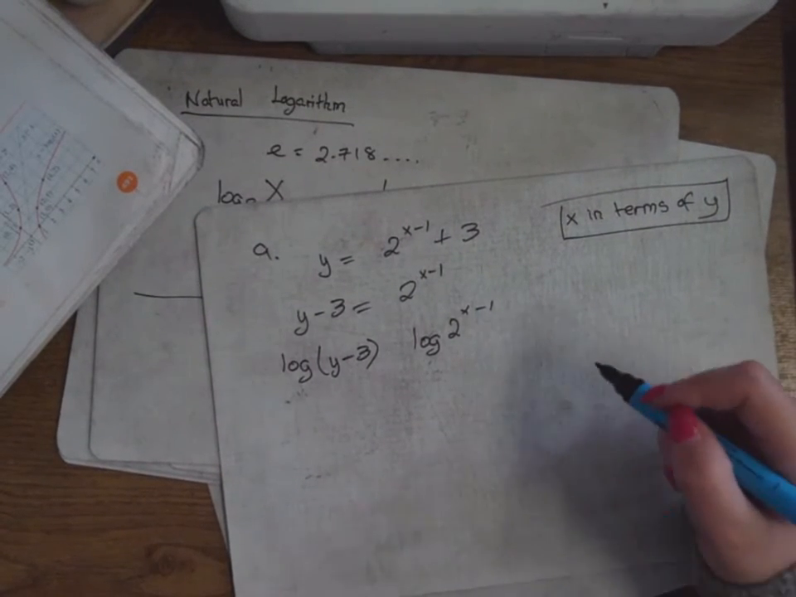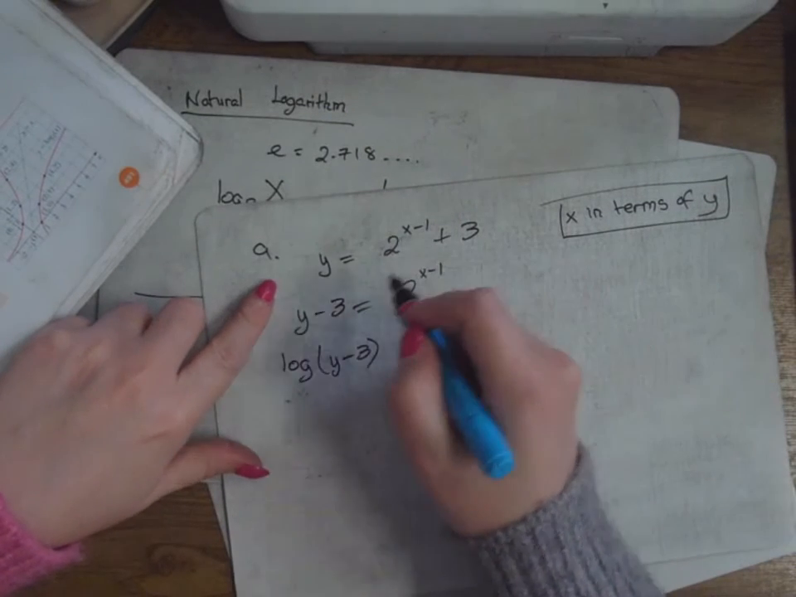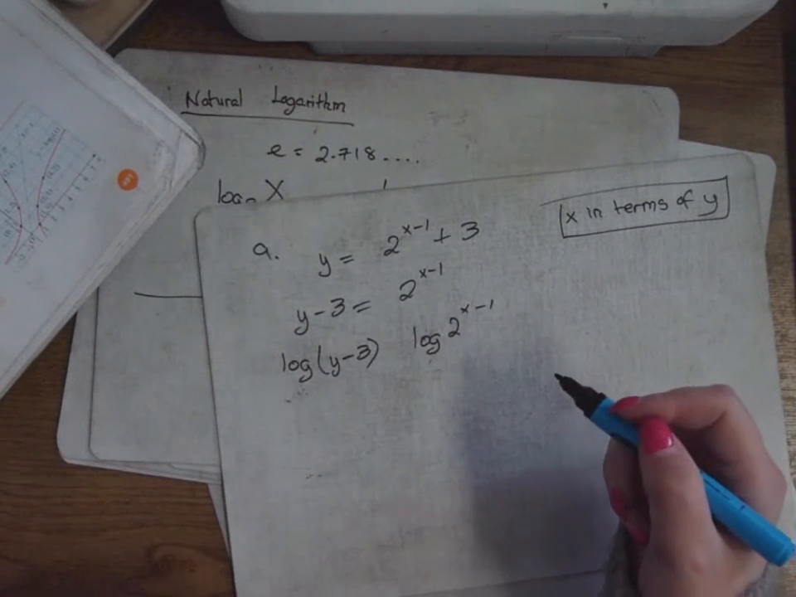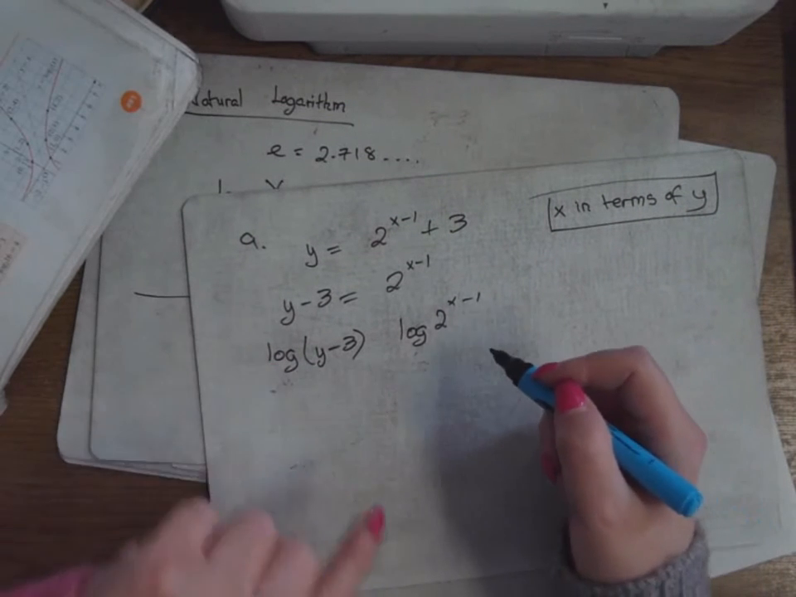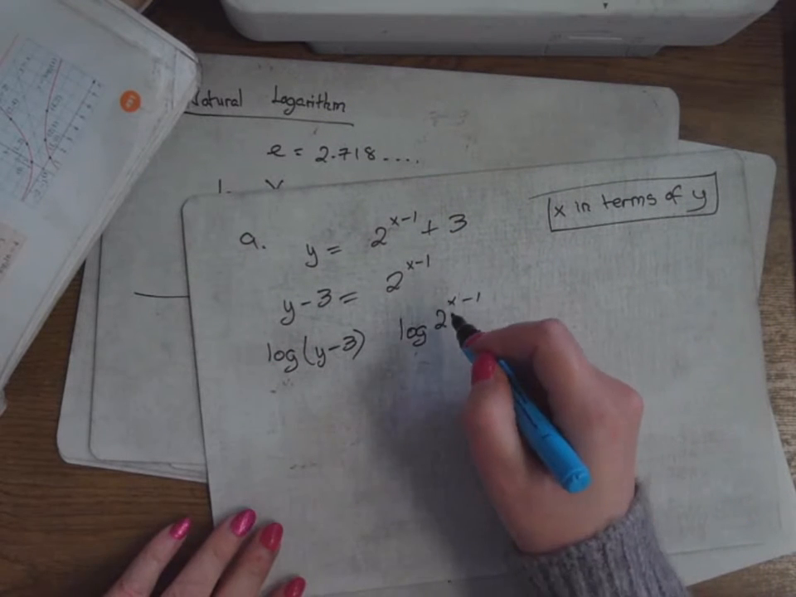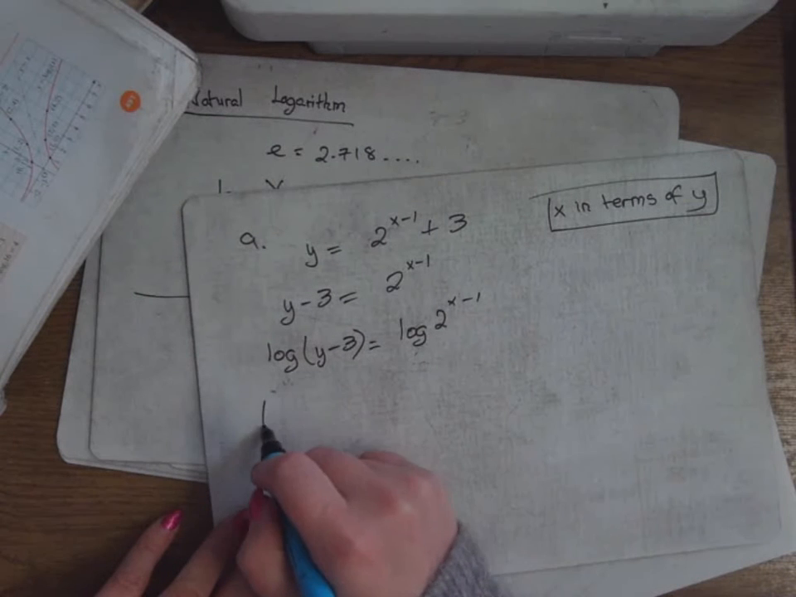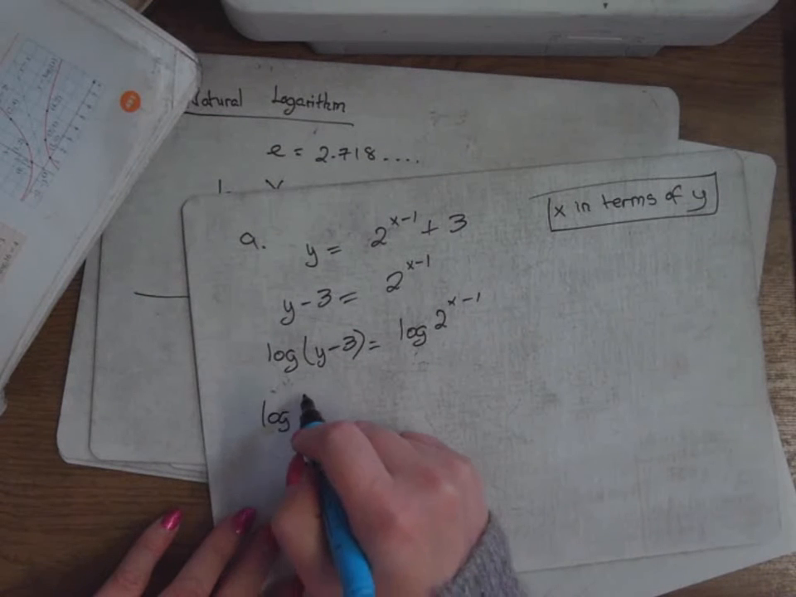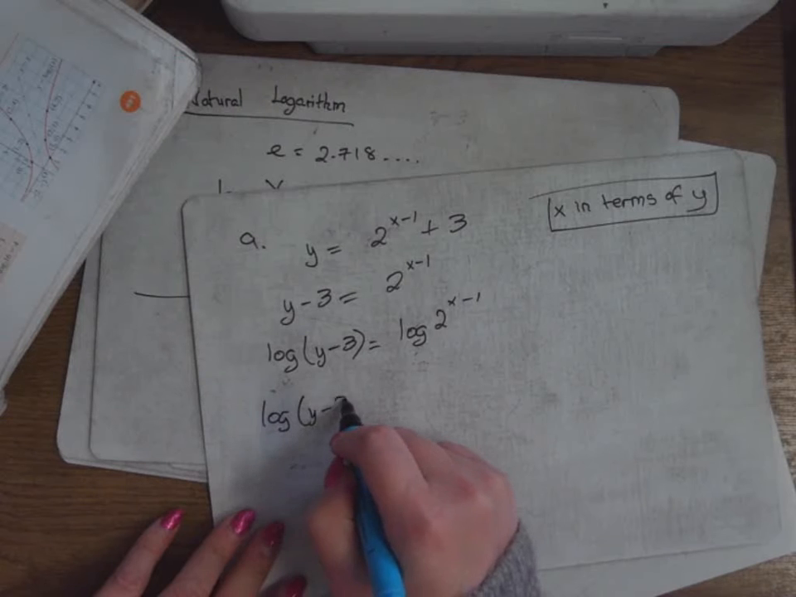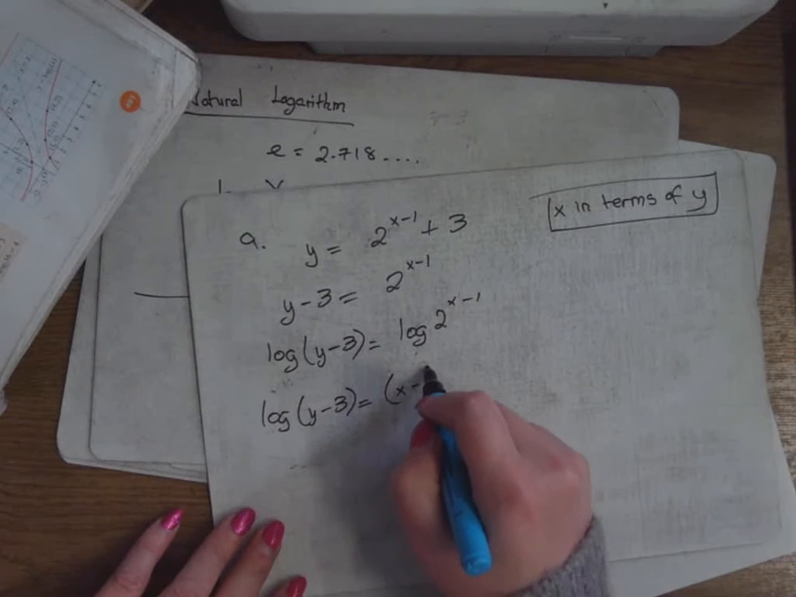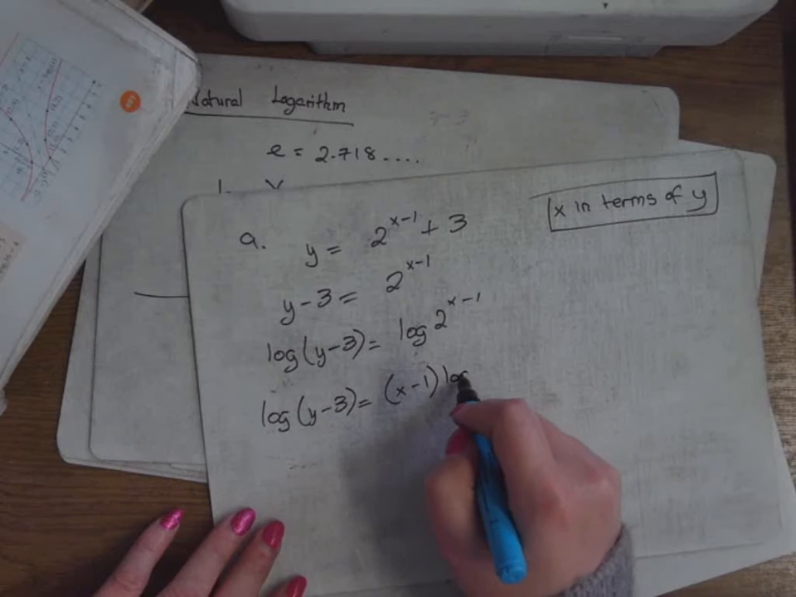Right, okay, so I moved over the 3, minus 3. I got the log of each side, because that's how I'm going to get that power down. Because rule number 3 says if there's a power, I can bring it in front and make it multiplied by. So that's y minus 3 equals x minus 1 times the log of 2.